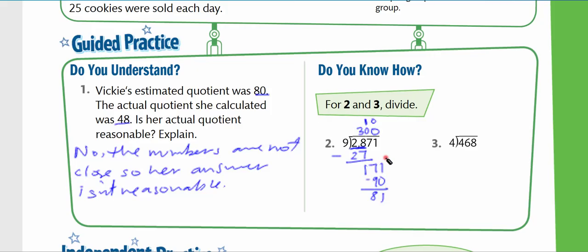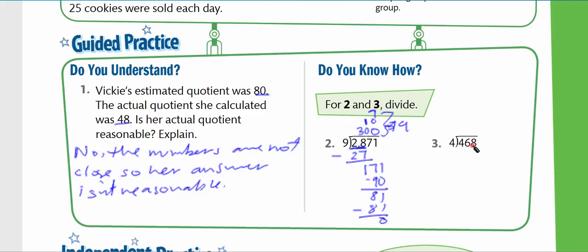And so, oopsie, 9 times 9, that equals 81. And when I subtract it, I get 0. So now my whole quotient is 319 with no remainders.